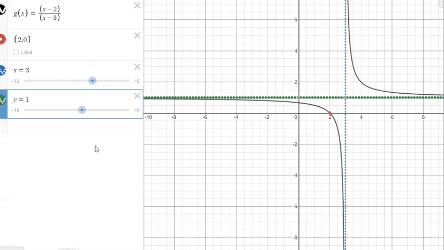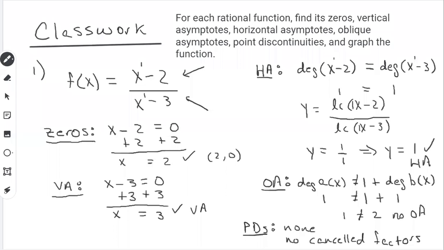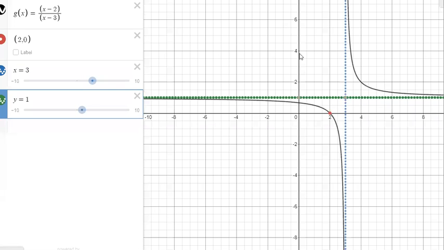And then the last two things that we talked about were the oblique asymptotes, which we don't have any, and point discontinuities, where we don't have any either because there are no canceled factors. And that is the function. That's the way you verify and analyze a rational function.